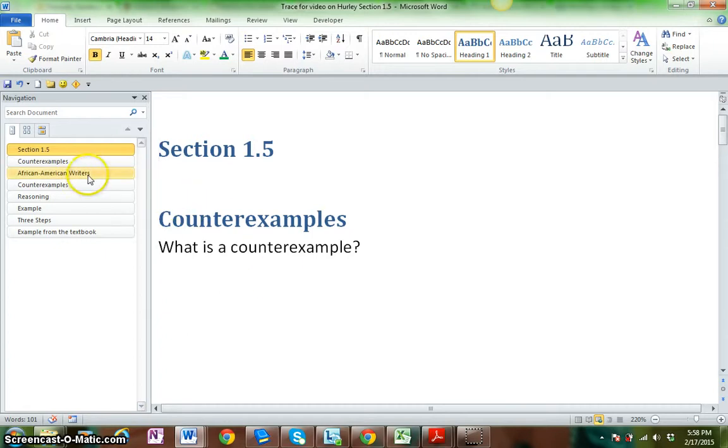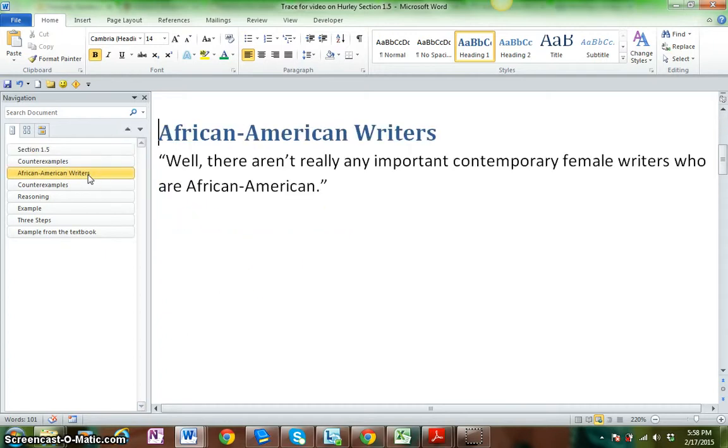Here's a simple example. Imagine there's a person who doesn't really know much about contemporary literature, and this person says, well, there aren't really any important contemporary female writers who are African American. So how do you respond to a person who is making this kind of comment? Well, you can give a counterexample.